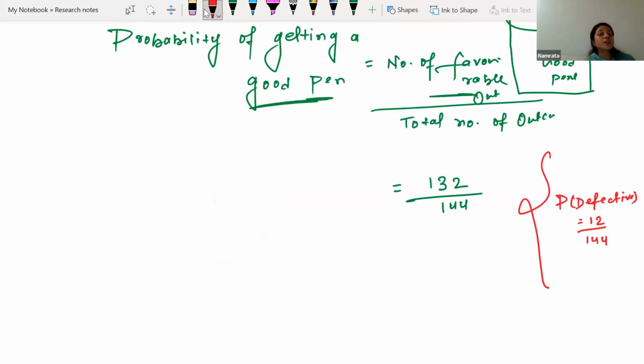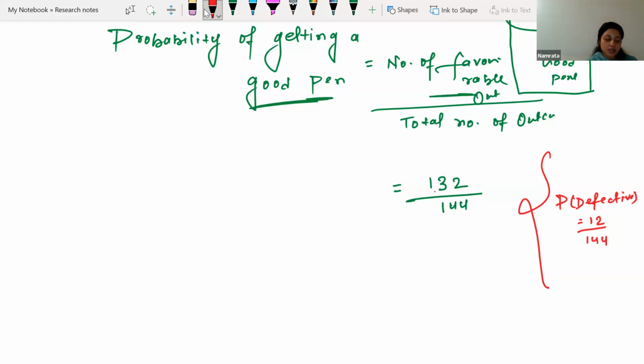One 32 by 144 we have got. You have to reduce this fraction to its lowest terms. Numerator and denominator, you have to do the cancellation.